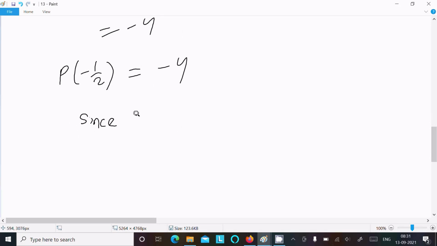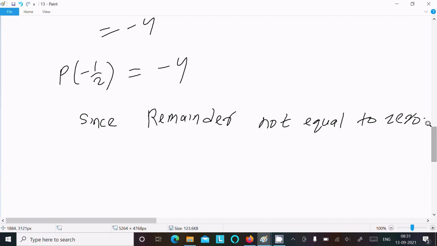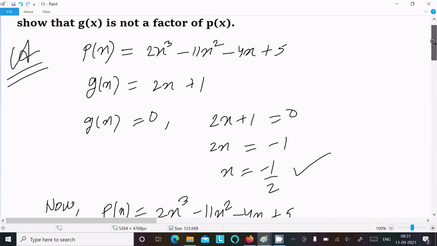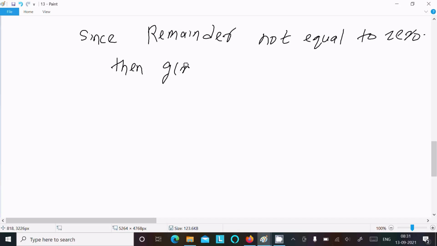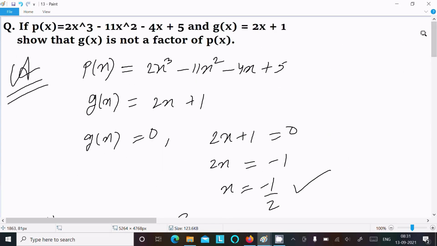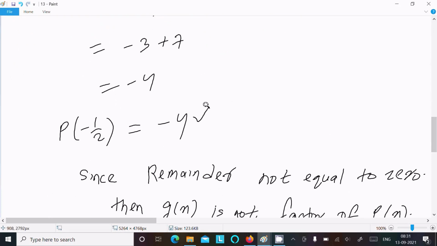Since the remainder is not equal to 0, here g(x) is not a factor of p(x). So g(x) is not a factor of p(x). If that remainder equals 0, then g(x) is a factor of p(x). If it is not equal, then it's not. So this is the first way.